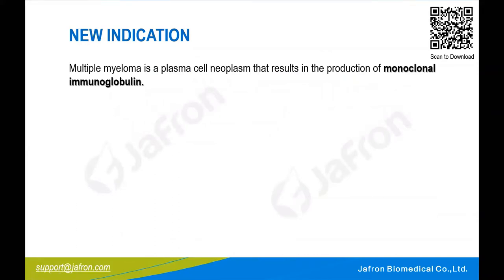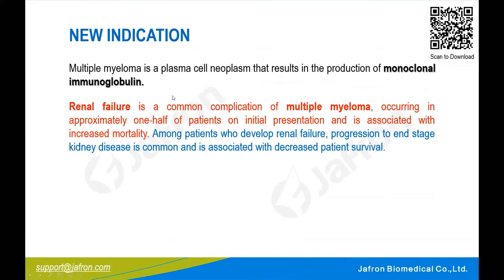Multiple myeloma involves plasma cells, the neoplasms that result in the production of monoclonal immunoglobulin. For this disease, renal failure is a common complication of multiple myeloma, occurring in approximately 15% of patients at initial presentation, and it is associated with increased mortality.